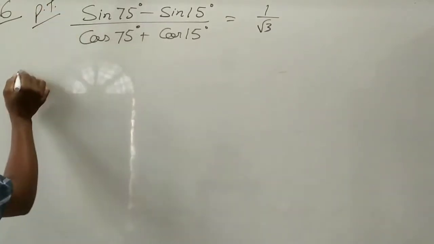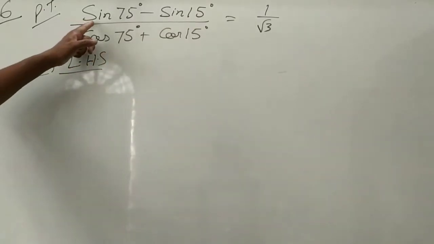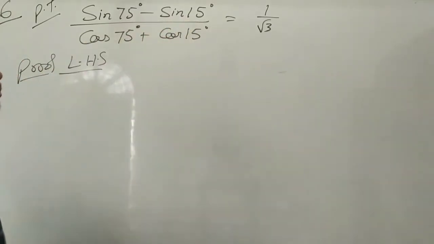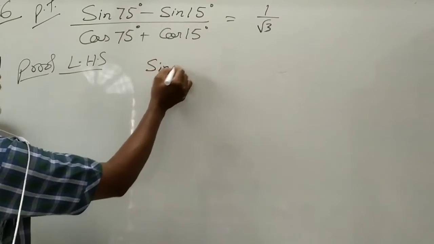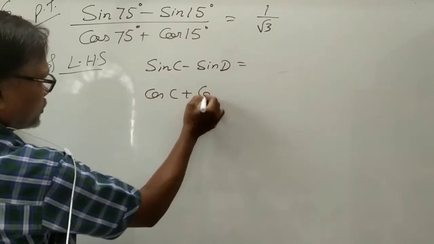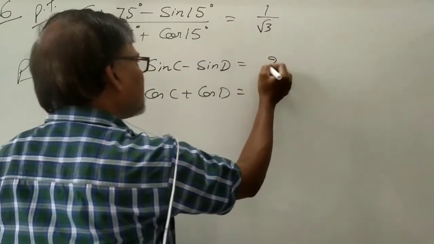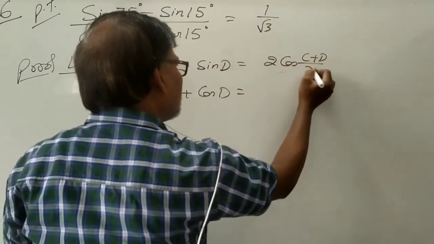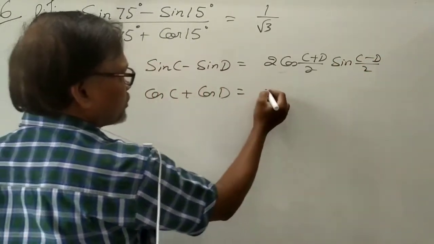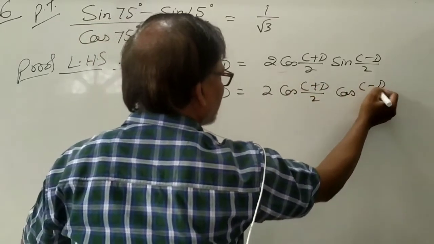Prove that. So we take the proof LHS. As you know, this is sin C minus sin D, and this is cos C plus cos D. तो use the formula of sin C minus sin D, अभी हमने बताया था, और cos C plus cos D, using these two formulae. तो sin C minus sin D is 2 cos (C plus D)/2 sin (C minus D)/2. And what is cos C plus cos D? 2 cos (C plus D)/2 and cos (C minus D)/2.